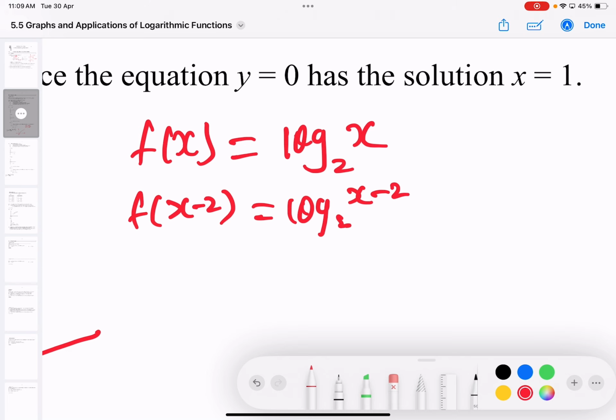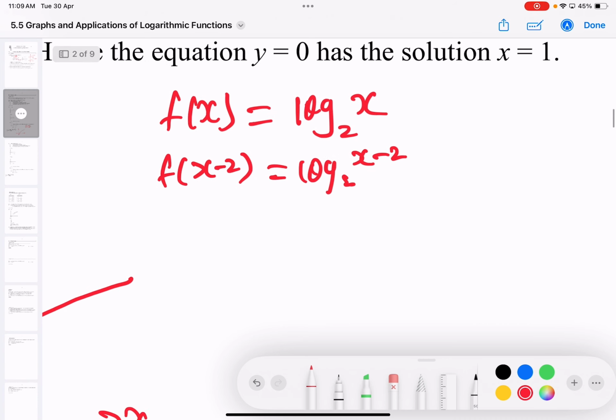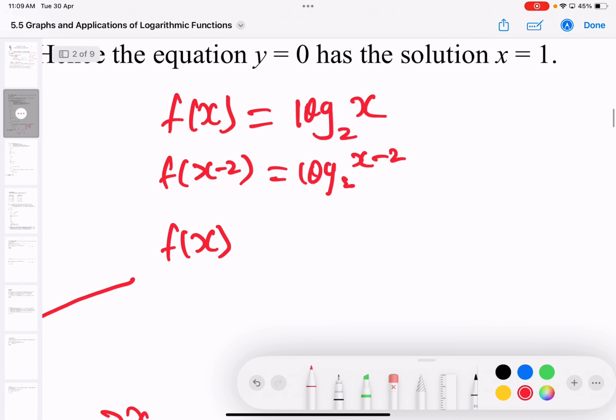So what do I mean when I shift the entire function? Shifting the entire function is when I have f(x) plus 2. In this case, it will be log_2(x) plus 2. So this is when I'm not changing the input, I'm actually changing the output. I'm shifting the output by 2 units.